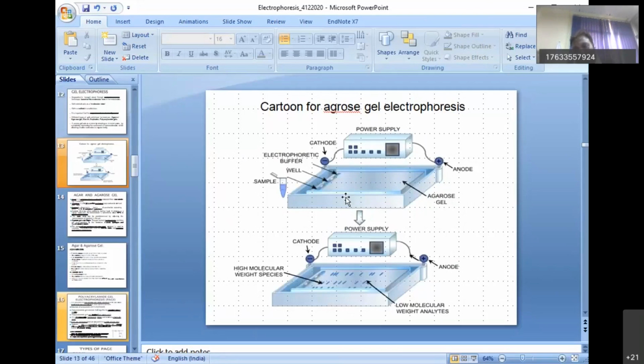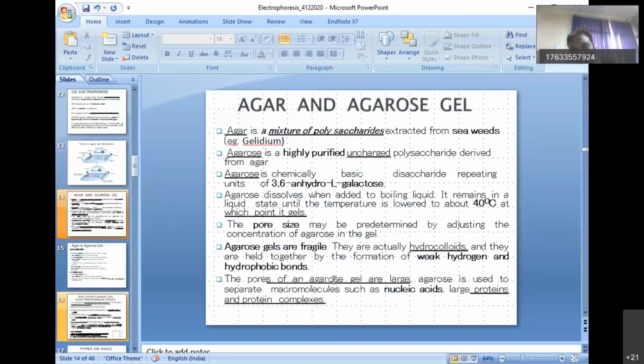When you cast the gel, there are different wells in the gel. You load your sample, and there are the cathode and anode. So give the power supply, and your sample will be migrated according to the charge and their weight, basically mass. So the larger molecule will stay upper side, near to the well, and the smaller molecule will move down. So you can separate on the basis of their charge and size.